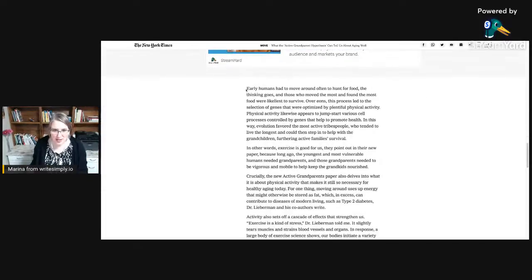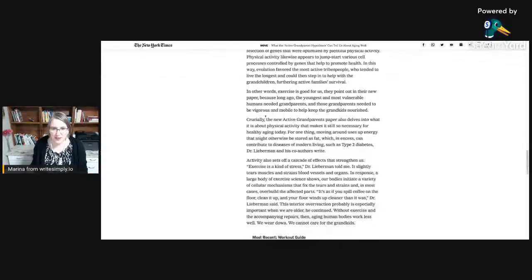So it goes on to talk about humans had to move around to fight for food or hunt for food. In other words, exercise is good for us. So it continues to build on this idea that exercise is good, which we know, and we're going, I need something more. But now they're saying exercise is good, not just for the physical fitness, but for aging well. Crucially, the new Active Grandparents paper also delves into what it is about physical activity that makes it still so necessary for healthy aging. Okay, well, that's interesting.